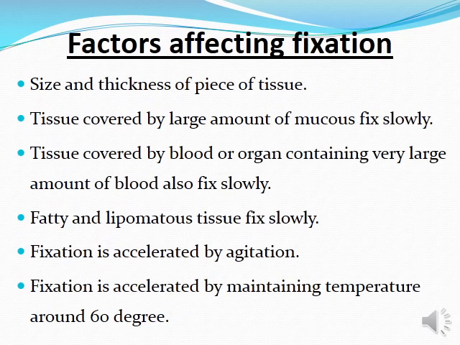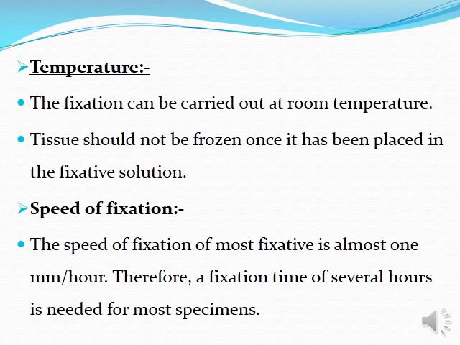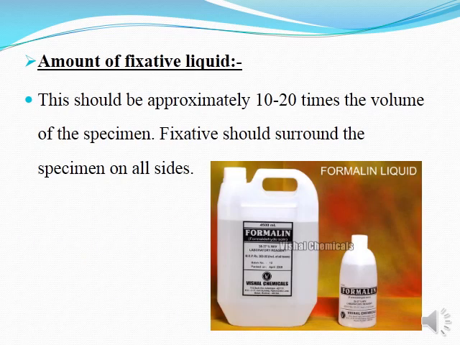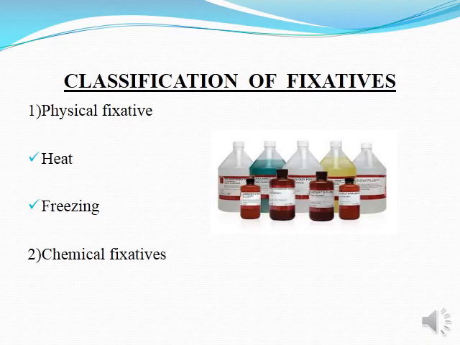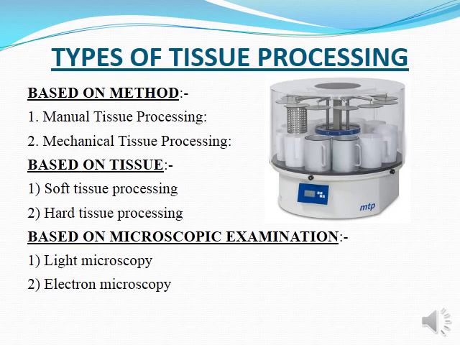Now the factors affecting fixation: temperature, the fixation time, and the amount of fixative fluid. This also plays a very important role. The fixative liquid should be 10 to 20 times the volume of the specimen, and the fixative should surround the specimen on all sides. Classification: it can be physical or chemical. Under physical, it can be heat and freezing. Based on the type of tissue processing, it can be manual or mechanical tissue processing. Based on the tissue, it is soft tissue processing or hard tissue processing. And based on microscopic examination, it is light microscopy or electron microscopy.